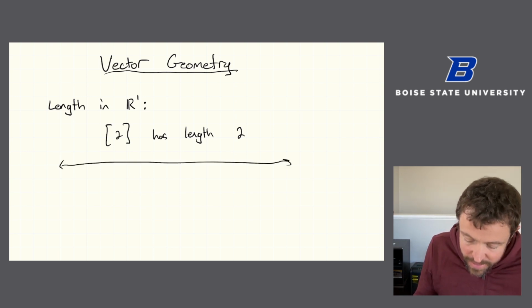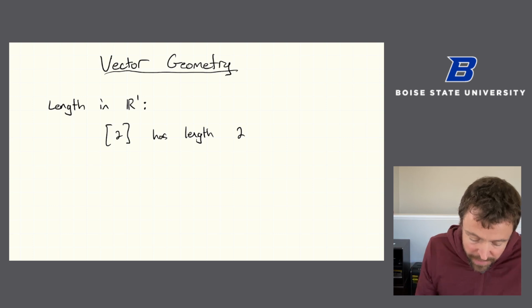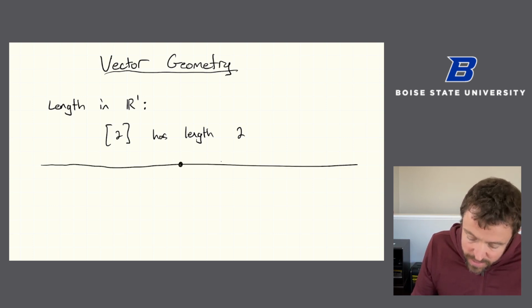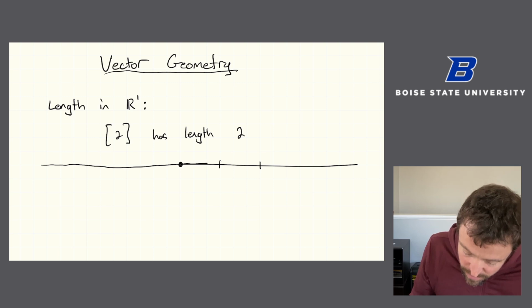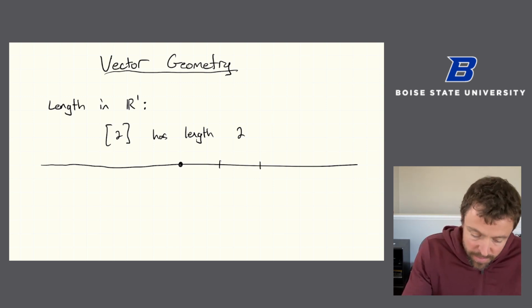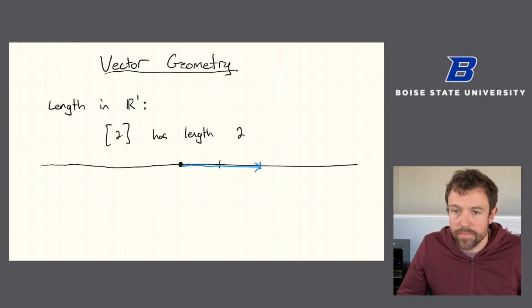R1 is just the number line, and if my vector is 2, the length of that is 2.